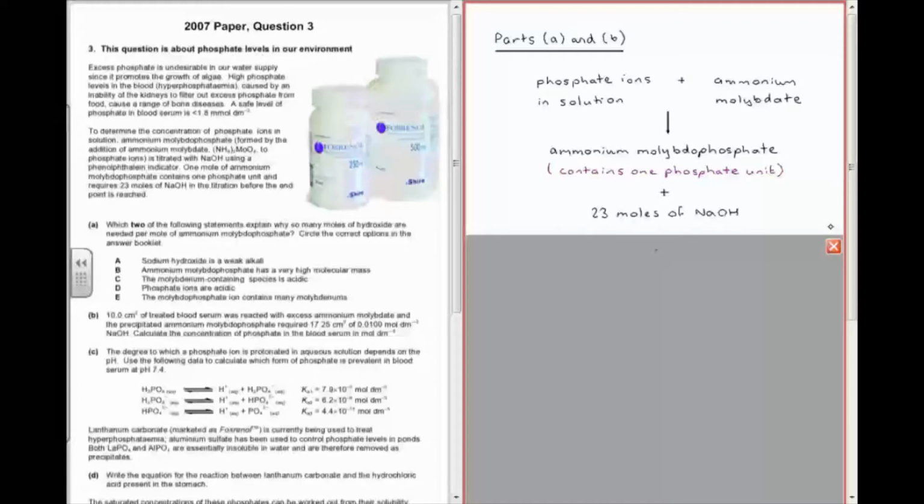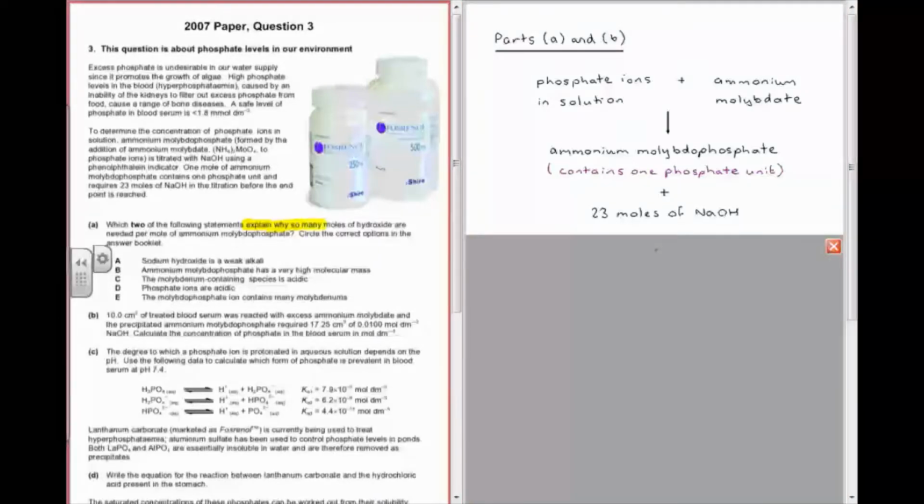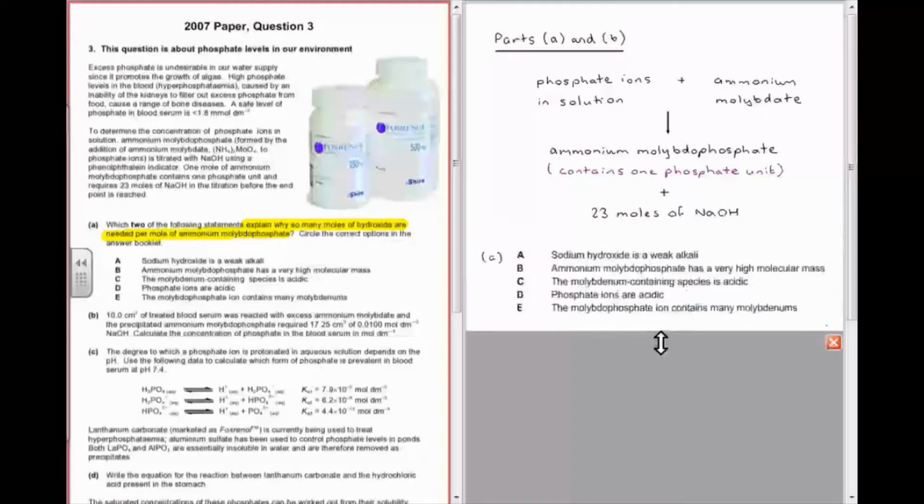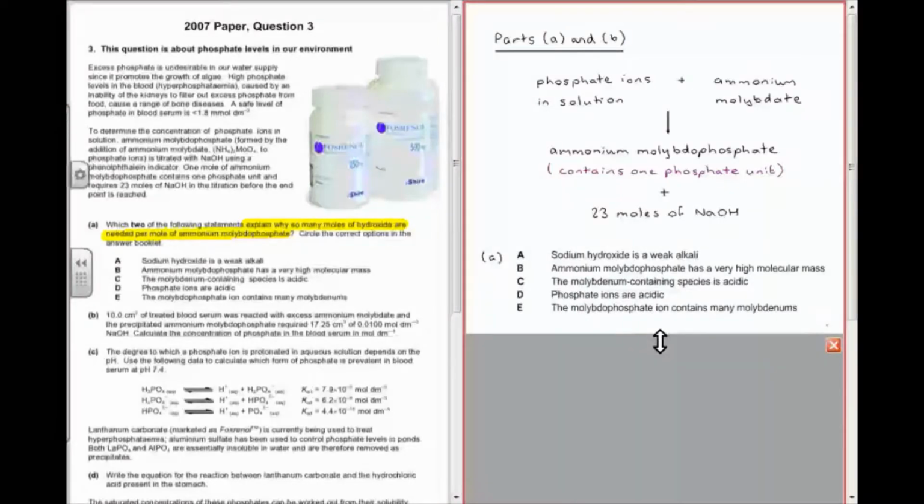Parts A and B of the question look at the chemistry of this titration and ask you to apply some of the information that you have read. Part A of the question asks you to choose which two of a choice of 5 statements explain why so many moles of hydroxide are needed per mole of ammonium molybdophosphate. If we take each of these statements in turn, we can choose which ones we think are correct.